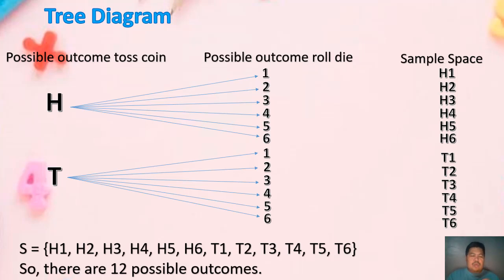Sir, paano po nalaman yung 12 possible outcomes? Bilangin mo lahat ng sample space mo. So, 6 sa head, 6 sa tail. So, 6 plus 6, we have 12. So, we're now done with 2, which is the table, and which is the tree diagram. Now, we're proceeding with the systematic listing.